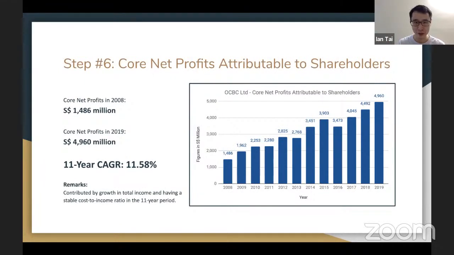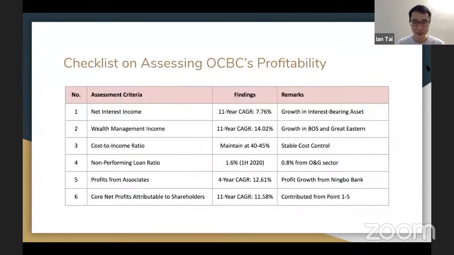All right, how do you find a good company? So when it comes to its checklist, as you can see, when it comes to profitability, net interest income has grown at a rate of 7.8%. Wealth management income, 14%. Cost to income ratio maintained at 40 to 45%. Non-performing loan ratio as of first half 2020 is 1.6%. Half of it comes from the oil and gas service sector. Profits from associates, mainly from Ningbo Bank, has grown. So therefore, core net profits attributed to shareholders have grown at a rate of 11.6%.